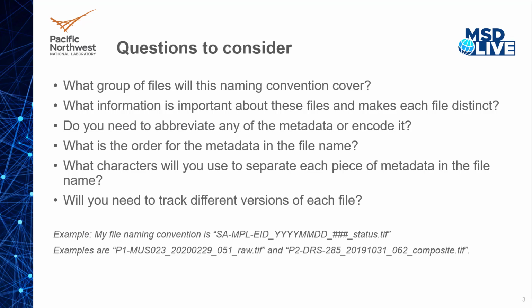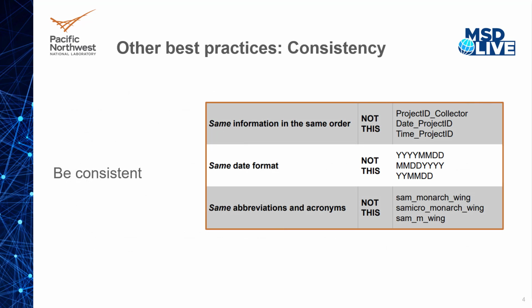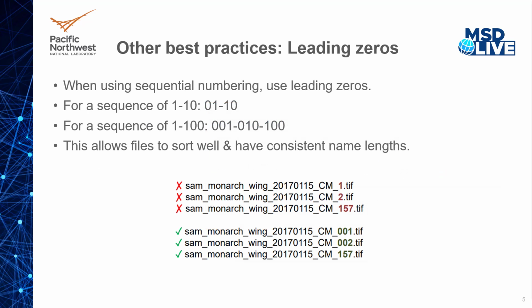During this process, keep in mind these other best practices. Be consistent in the application of your naming schema. This is especially important to remember when multiple people are expected to apply a particular naming schema, such as in collaborations. You also want to make sure you're deploying leading zeros appropriately anytime you're using sequential numbering. Instead of starting off with just 1, 2, 3, you'll want to add on the appropriate number of zeros to make sure the files sort well and have consistent name lengths.